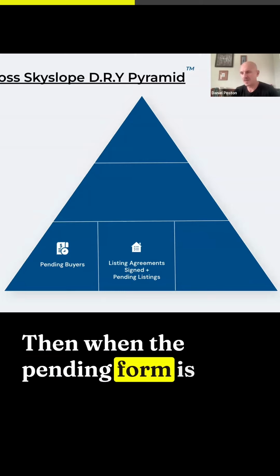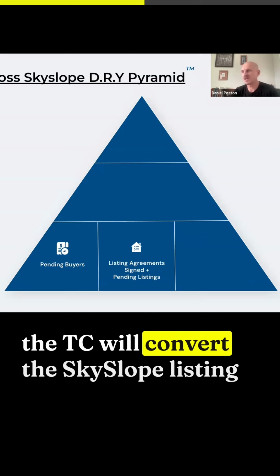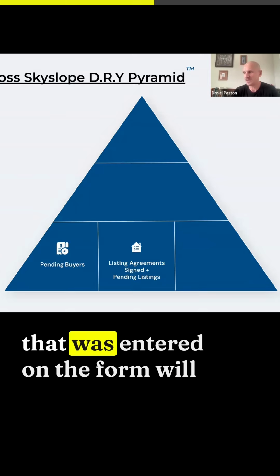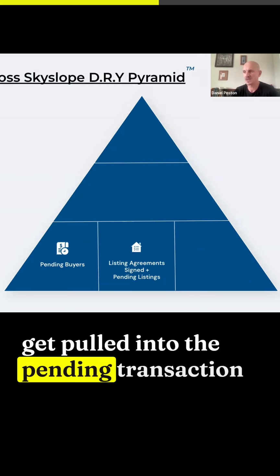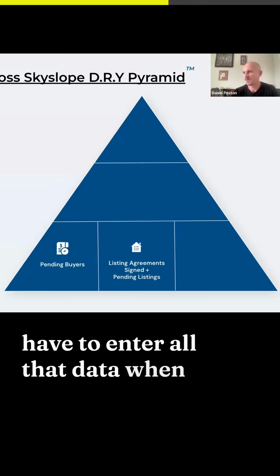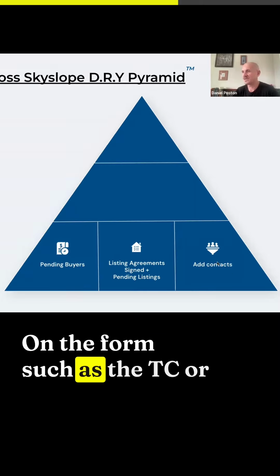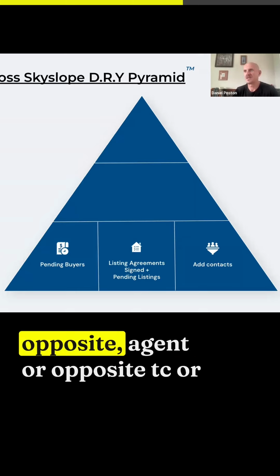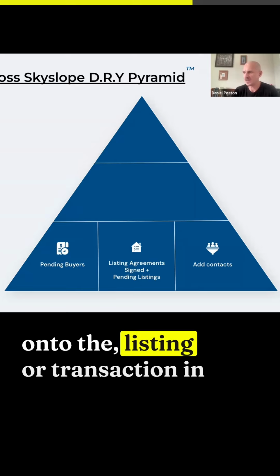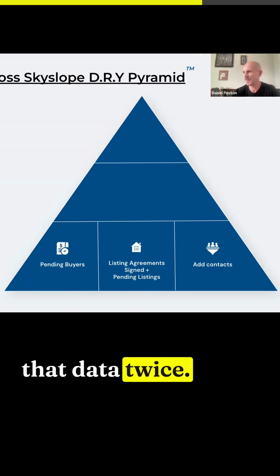Then when the pending form is submitted, it will notify the TC, and the TC will convert the SkySlope listing into a pending, and then all the data that was entered on the form will get pulled into the pending transaction in SkySlope, so the TC doesn't have to enter all that data. When any of the forms are submitted, if there are contacts on the form, such as the TC or opposite agent or opposite TC or any other contacts you want to add onto the listing or transaction in SkySlope, we will push that data in so you don't have to enter that data twice.